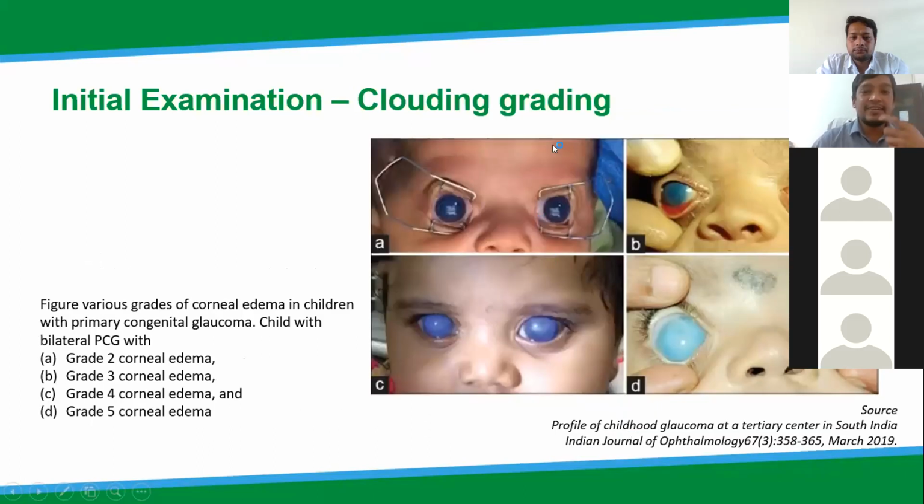There are different grades of corneal clouding. Cornea clouding grading is very important because it tells about the prognosis. If the cornea is very much clouded, the prognosis of getting vision is very poor. The child will not get very good vision after intervention for glaucoma. So the earlier we diagnose them, the earlier we screen them, and the earlier we give them intervention, the more we can save their vision. So this is how the different grades look. See the grade 5 corneal edema, how dense it is.